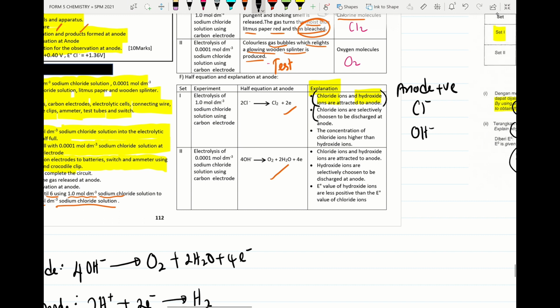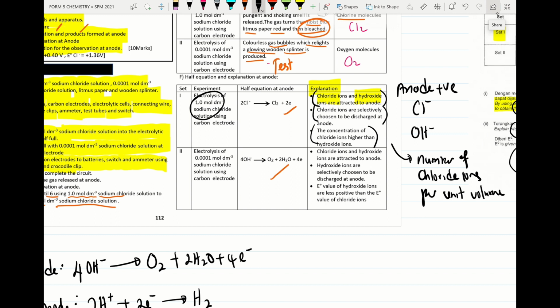Chloride ions are selectively chosen to be discharged at the anode. Why? Because this is concentrated. Because the concentration of chloride ion is higher than hydroxide ion. Or we can put the number of chloride ions per unit volume is higher than hydroxide ion. So here we already explained. Next we go for set 2, 0.001 mol dm⁻³ of sodium chloride solution. The half equation is given.